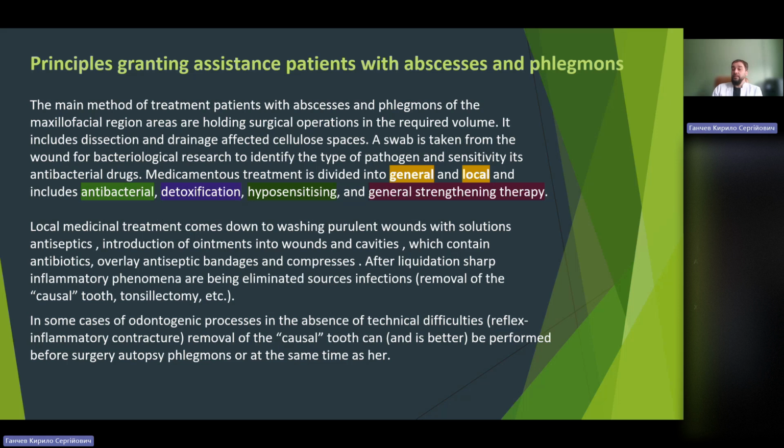Or tonsillectomy if we had a tonsillogenic process, if you remember, but that's not our deal. We move it to other doctors who deal with the pharynx. In some cases of odontogenic processes and the absence of technical difficulties, reflex inflammatory contracture, removal of the causal tooth can, and it's better to, be performed before surgery of the phlegmons or at the same time.